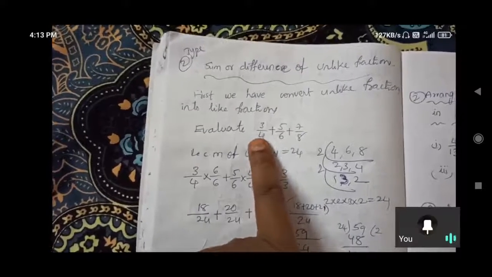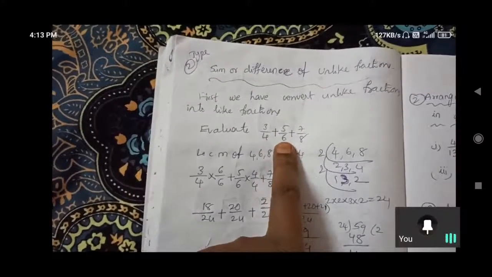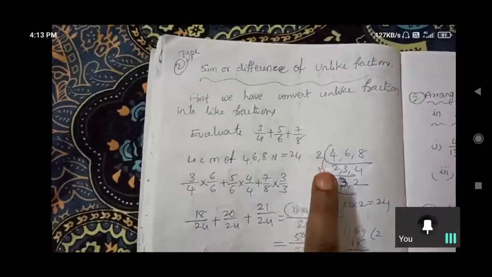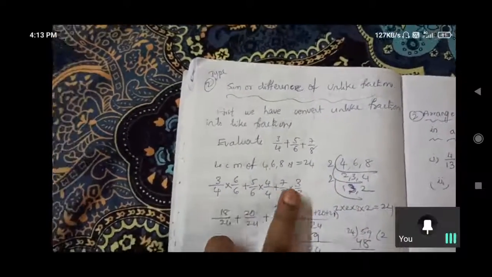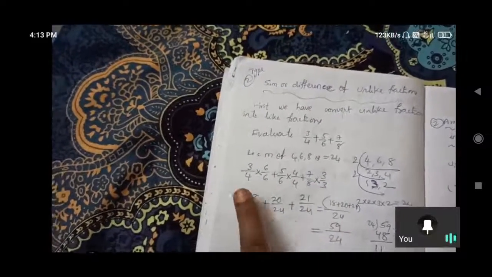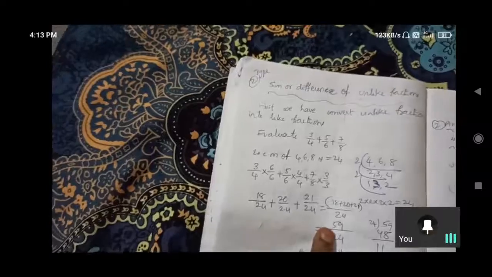6 by 6 we should multiply. Here 4 by 4 we should multiply. Here 3 by 3 we should multiply like that. So if we do like that, all are like fractions. All will become like fractions like this.